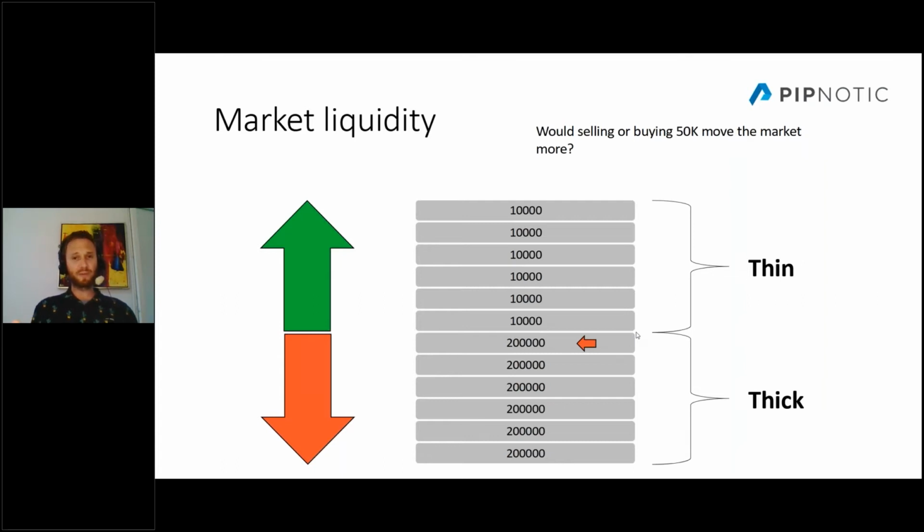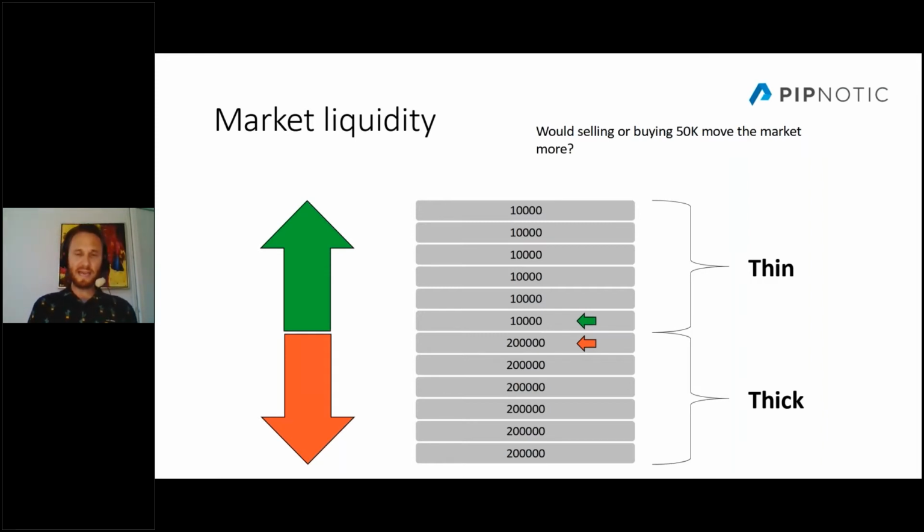So when this happens, if I want the price of this asset to go further down, even by 1 pip, then I'm going to have to sell an additional 150,000 to get price to move lower. Okay, and so my order doesn't do anything.